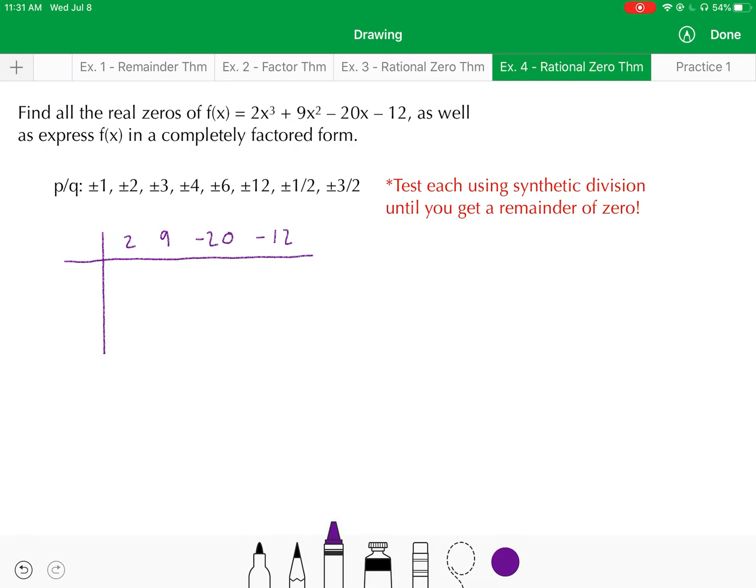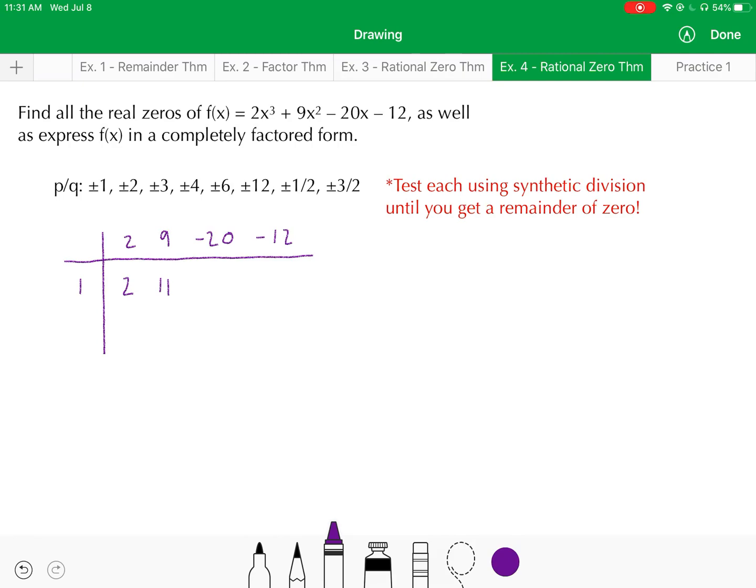Okay, so the first number I'm going to test is 1 from my list. All right, I'm going to bring the 2 down just like I normally would in synthetic division. I take that 2, I multiply it by the 1 that's over on the left-hand side there. And normally we would write that down, but this time we're going to keep it in our head. So 2 times 1 is 2, and now I'm going to add that 2 with 9. That's going to give me 11. Then the process starts over.